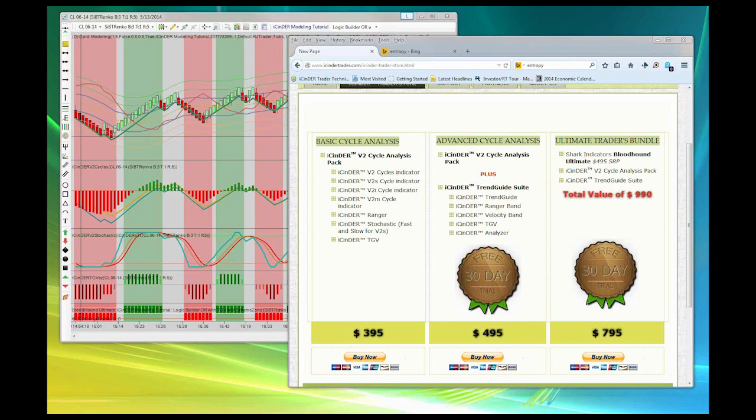Otherwise, you just have indicator A, B, and C. Sometimes you trade A, sometimes you trade B, sometimes C. If you put them all together, they'll give you a better solution than each of them individually.